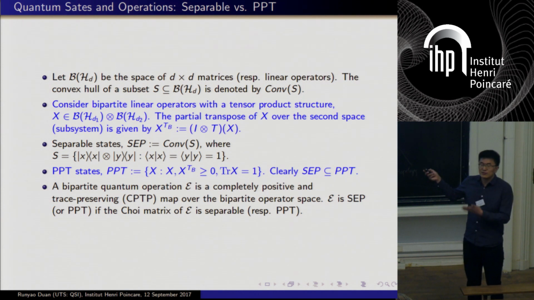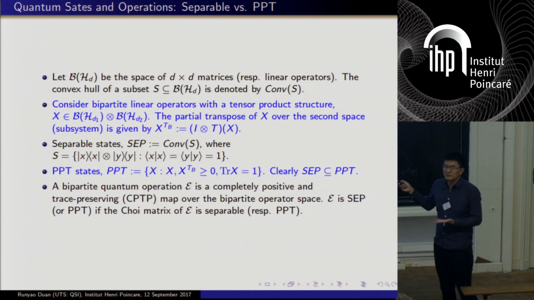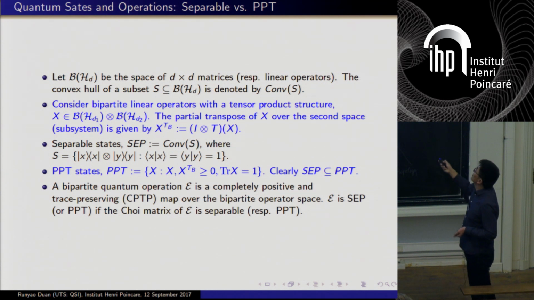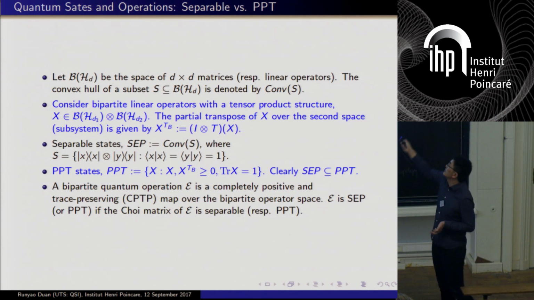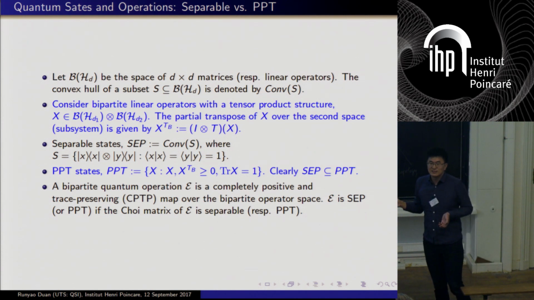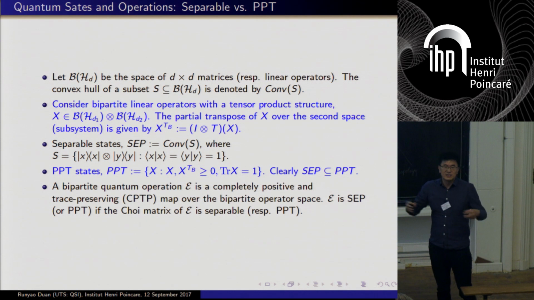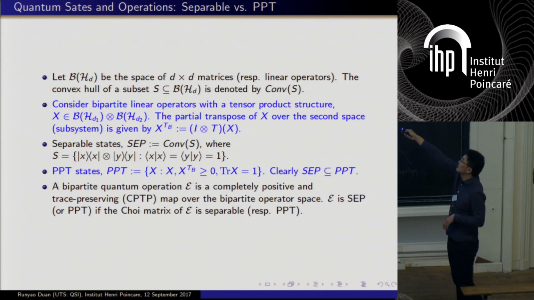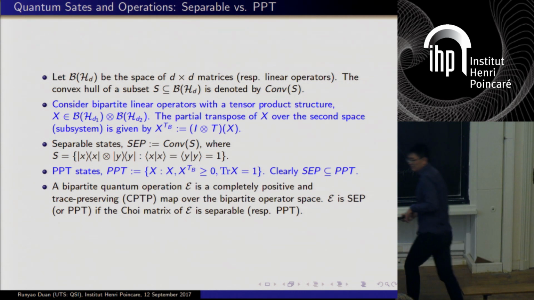I think I can almost skip this slide because it just gives you some basic notation that we will use. B(H) denotes bounded linear operators, and if we have a set of states, we can use this convex notation. And we use the partial transpose. Essentially, if you have a bipartite system and you just want to take the transpose of one system, we can use this notation, like X^{T_B}, which means we take the partial transpose of system B.